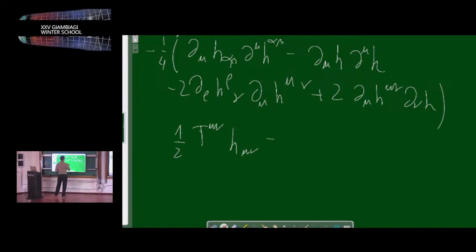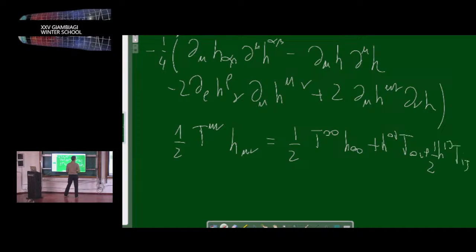So remember, according to the scaling we used before, now we have to be careful when we expand if the index is time or space. Okay, so this will be something like 1/2 T00 h00 plus h0i T0i plus 1/2 hij Tij. Okay?